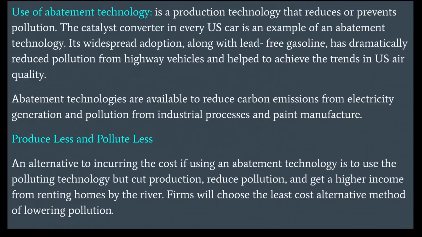Its widespread adoption, along with lead-free gasoline, has dramatically reduced pollution from highway vehicles and helped to achieve the trends in US air quality. Abatement technologies are available to reduce carbon emissions from electricity generation and pollution from industrial processes and paint manufacture. Second is produce less and pollute less. An alternative to incurring the cost of using an abatement technology is to use the polluting technology but cut production, reduce pollution, and get a higher income from renting homes by the river. Firms will choose the least cost alternative method of lowering pollution.